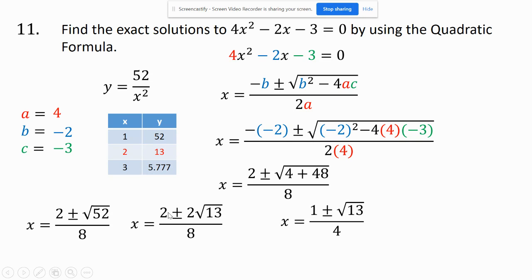Now notice, outside numbers will reduce. That's what I call them. And 2 will go into all of these. So if I divide all of these by 2, it reduces to 1 plus or minus the square root of 13 over 4. So you have to be careful. The previous form is correct, but it won't be an answer choice on your test because it's not reduced. This would be the answer choice. So, divided by 2 there, so I can show that.